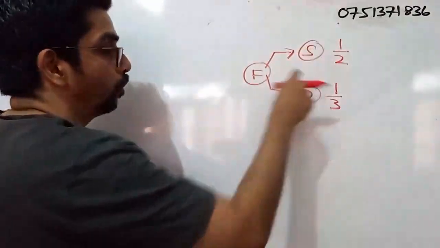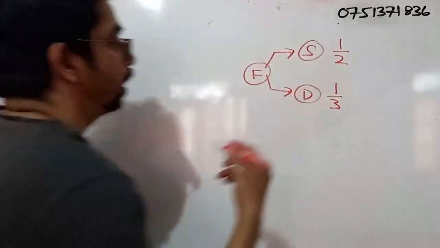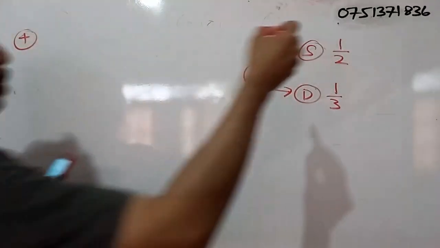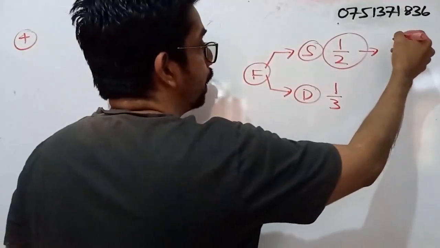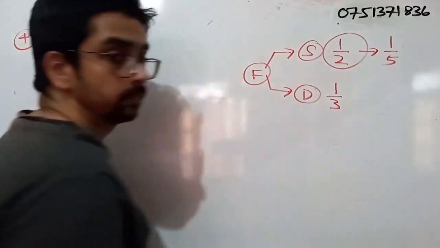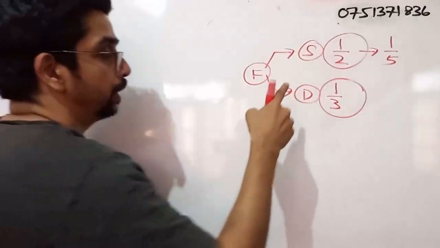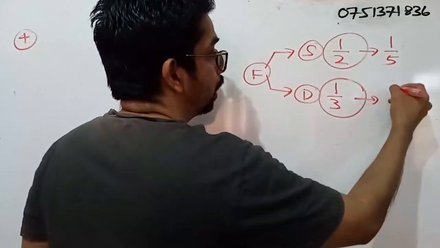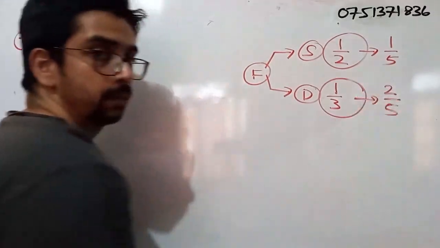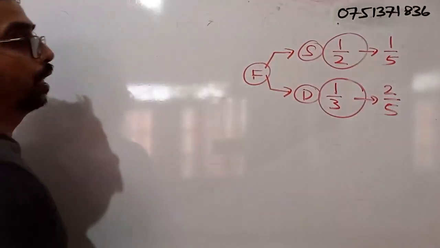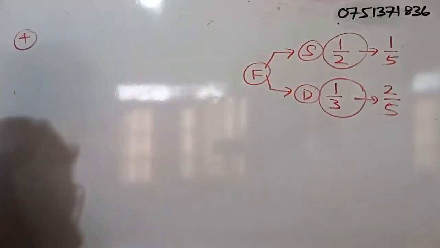After that, both of the children donate a portion to charity. From the amount that the son received, he donated a fifth, and from the amount that the daughter received, she donated 2/5. The son donates a fifth, the daughter donates two fifths.